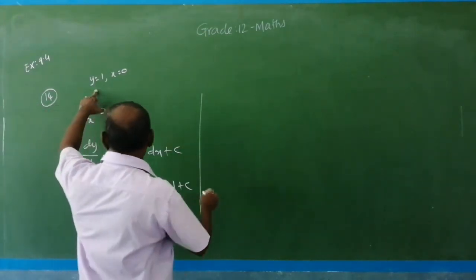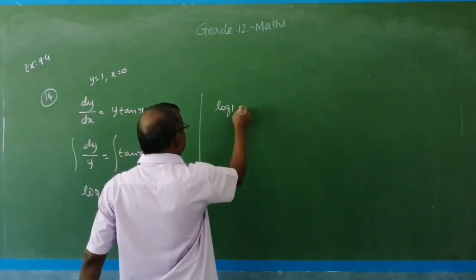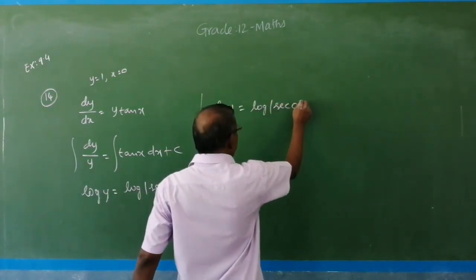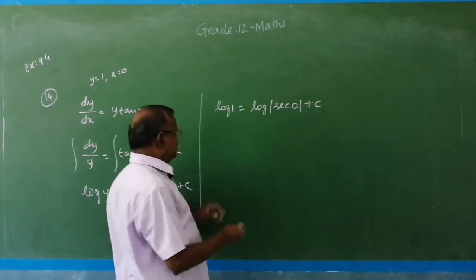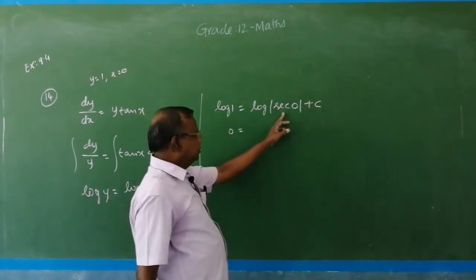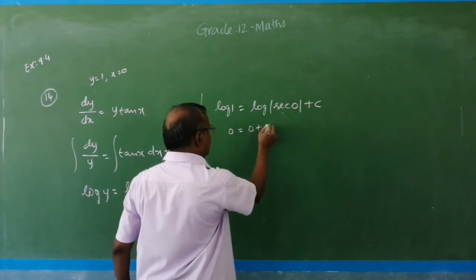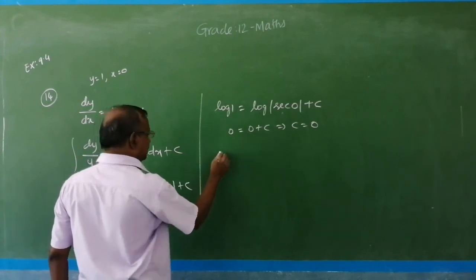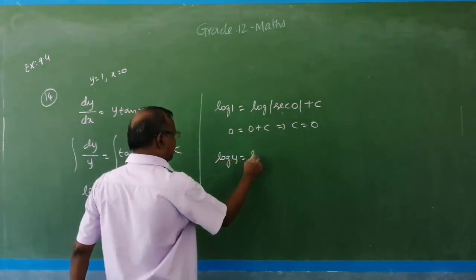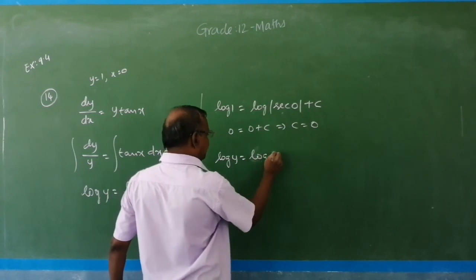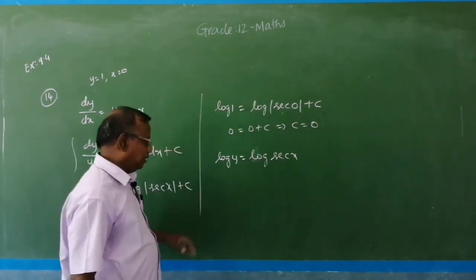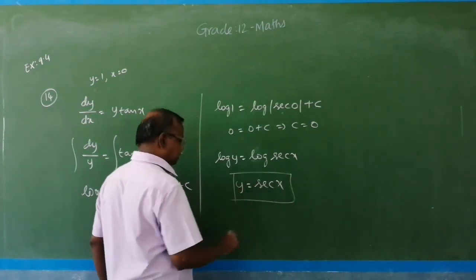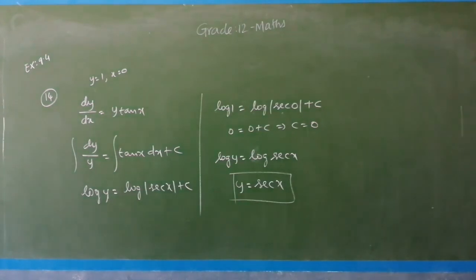So substituting the given values, log 1 equal to log of secant 0 plus c. Log 1 is 0, similarly secant 0 is 1, again log 1 is 0, so 0 plus c, which gives c equal to 0. Therefore, the particular solution is log y equal to log secant x. So, taking antilog on both sides, we have y equal to secant x. So, this is the particular solution for the given differential equation.